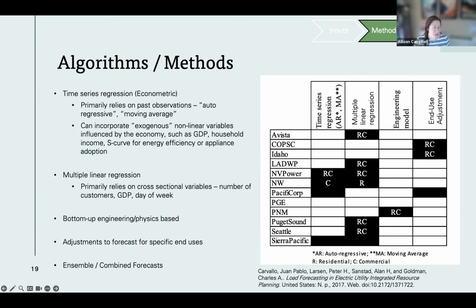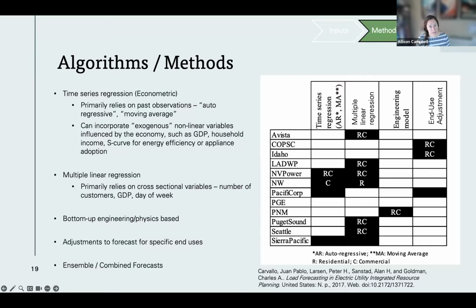Econometric and time series regression approaches primarily rely on past observations. This means that they are regressing on themselves. That's what the auto means in auto-regressive. And there's also components called moving average. I'm going to explain that again in a few slides, but just know that for the most part, we are looking at past observations. We can also incorporate exogenous variables.